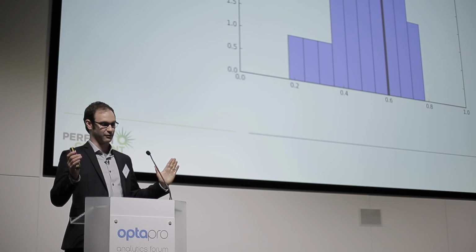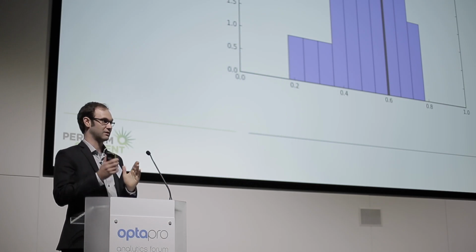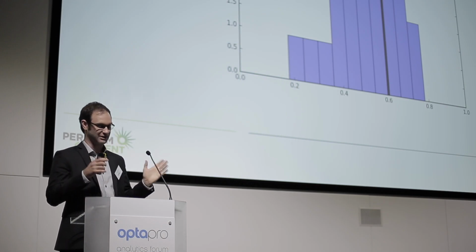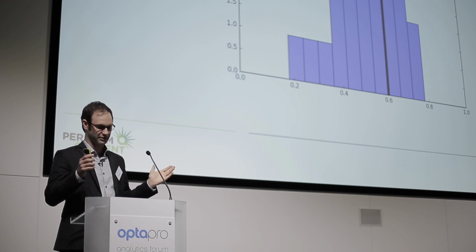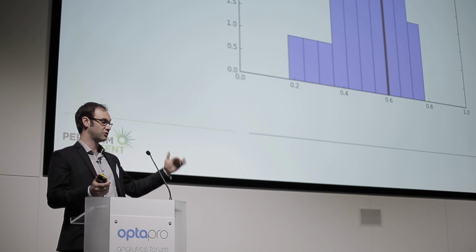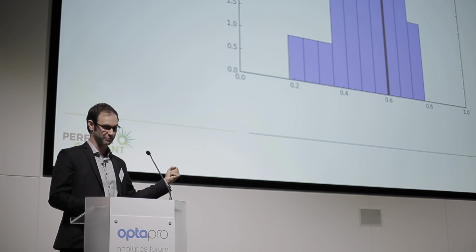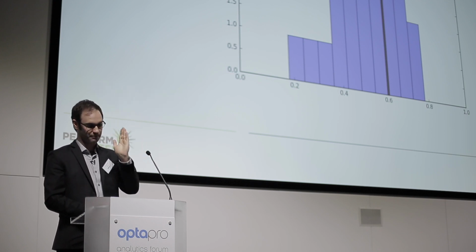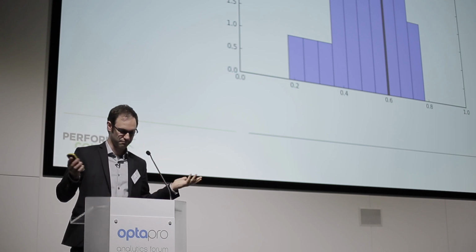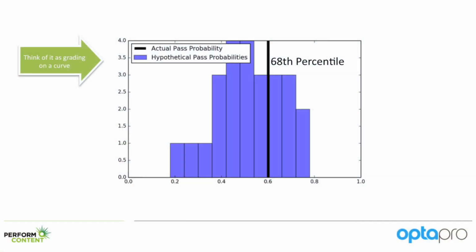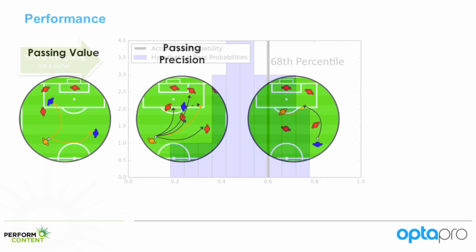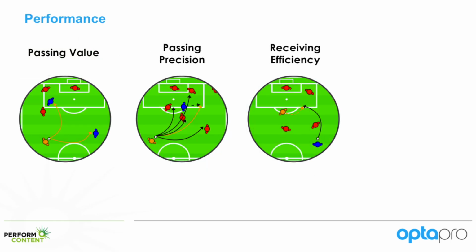So for easy to complete passes, we would expect all of those hypothetical passes to have high pass probabilities. For hard to complete, they may skew off to the left, be harder to complete. So if you have a high precision pass, you'll be given a higher score for that. Think of it as grading on a curve. The last 2 metrics are about efficiency.